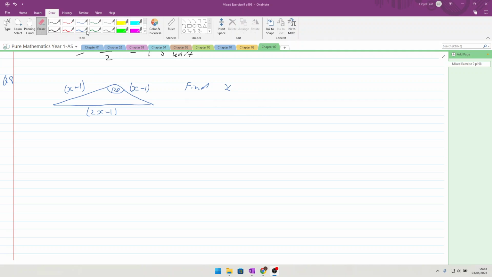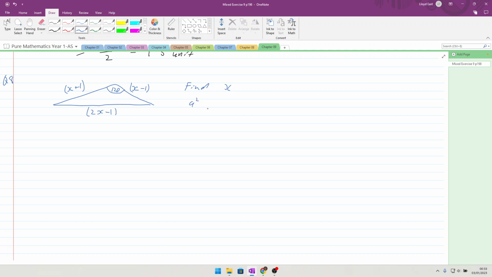Okay, so here is question 8. They've told us the longest side is 2x minus 1, the two short sides are x plus 1 and x minus 1, and the largest angle is 120 degrees. Meaning that we've got 60 degrees left to share between the other two angles, which means they're both acute, showing that the 120 is the obtuse angle, which has to be opposite the longest side. So they want us to find x.